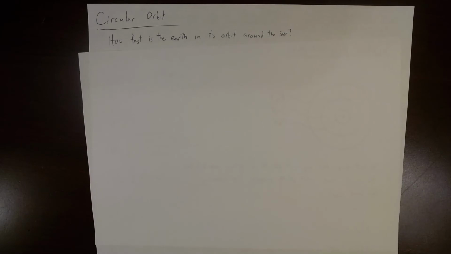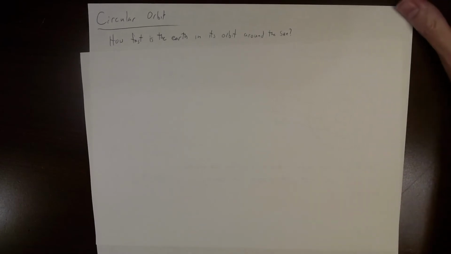All right, last question. How fast is the Earth in its orbit around the Sun? What's the speed of Earth as it goes around the Sun? There's multiple ways of answering this. If you knew how long a year was and the distance around the Sun, you could figure it out.